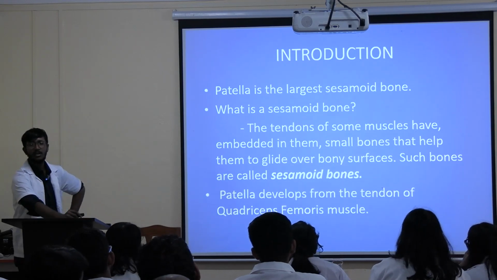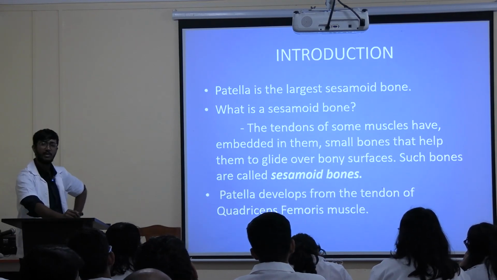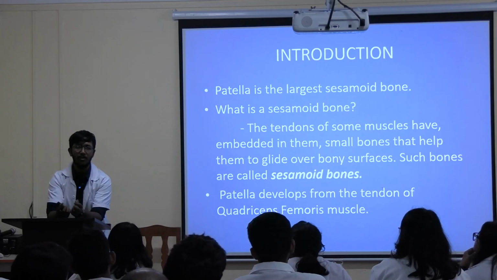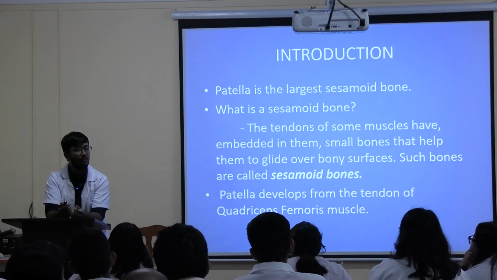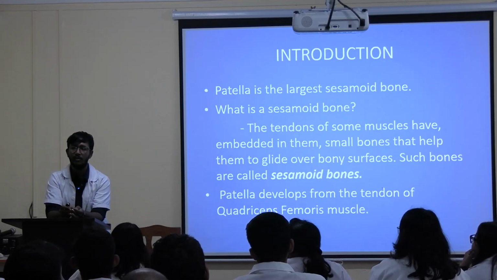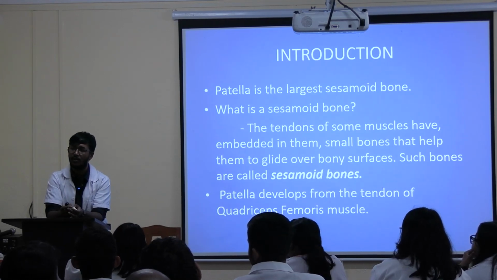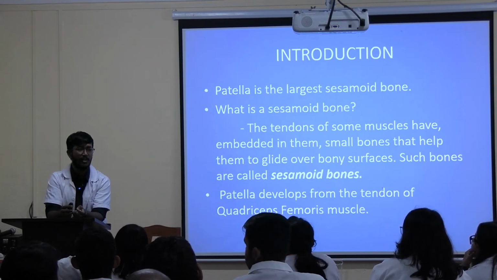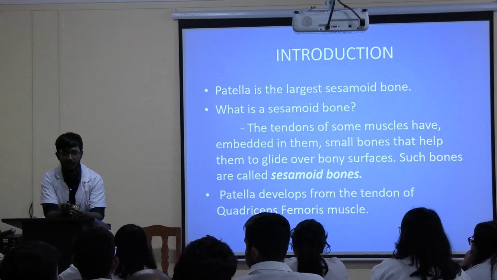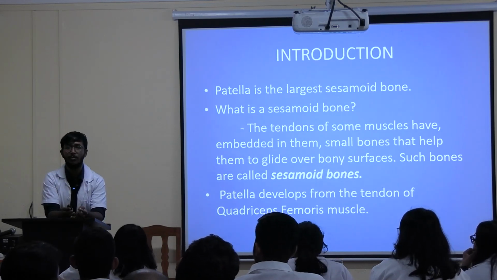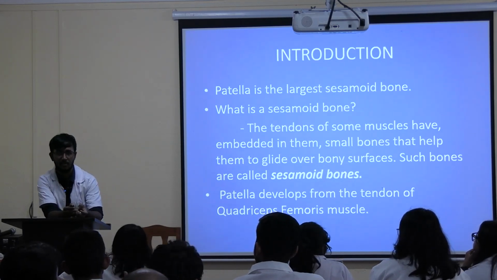Patella develops from the tendon of quadriceps femoris. Similarly, we have what bone? Pisiform bone, developed from the tendon of flexor carpi ulnaris. There are other sesamoid bones also in our body. You go through that.